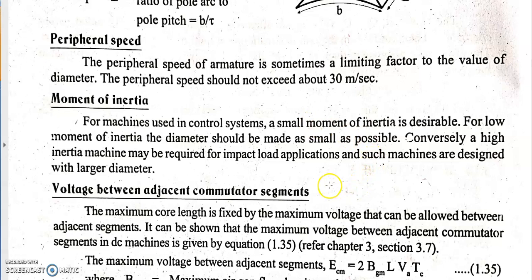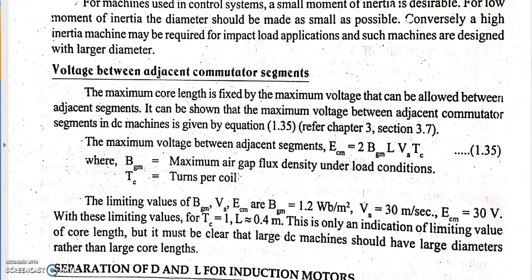But if the machine is used for high inertia applications, that is for impact load applications, where impact load means suddenly more load will be applied, then in such cases the machine will have a larger diameter. And the last criterion is the voltage between adjacent commutator segments, which should not exceed 30 volt.